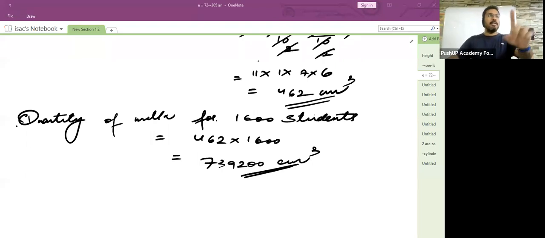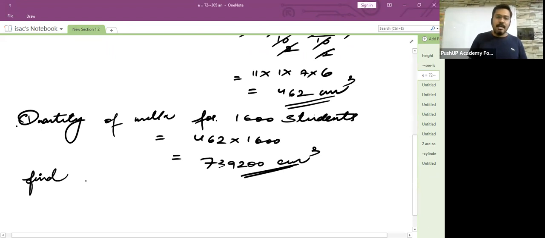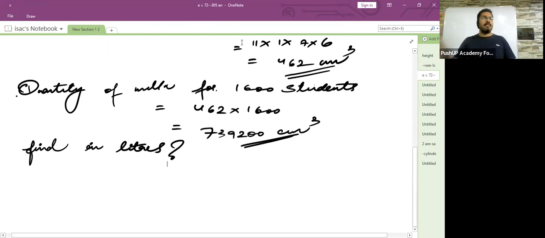Now what you have found is in centimeter cube, right? Okay. Now I am going to teach you a very important concept, children. And the concept is converting centimeter cube into liters. Because if you notice, they have asked you to find the answer in liters. Right? So let's do it. Children, I'm going to teach you the technique of conversion here.